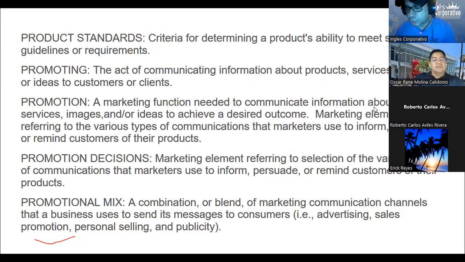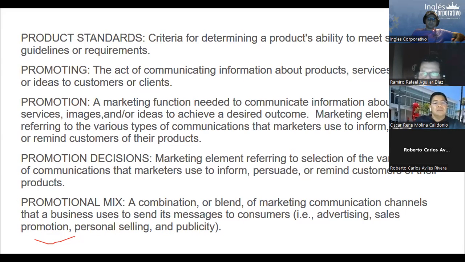Good, perfect. Promotion, who wants to read promotion? Promotion, a marketing function needed to communicate information about goods, service, image, and or ideas to achieve a desired outcome. Marketing element referring to the various types of communication that marketers use to inform, persuade, or remind customers of their products. Very good. So that's what it says, promotion. A marketing function needed to communicate information about goods, services, images, and or ideas to achieve a desired outcome. Marketing element referring to the various types of communication that marketers use to inform, pursue, or remind customers of the product. Let's check some words.